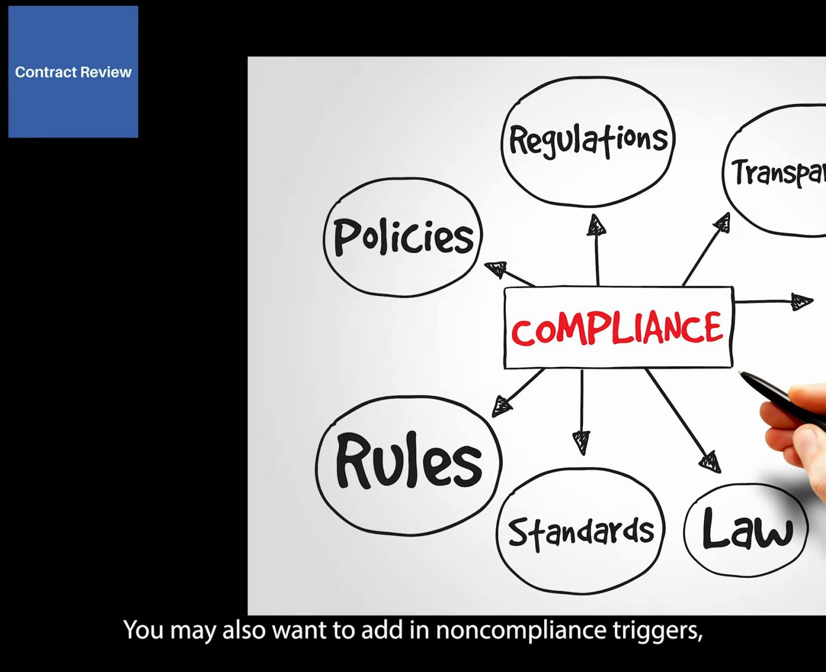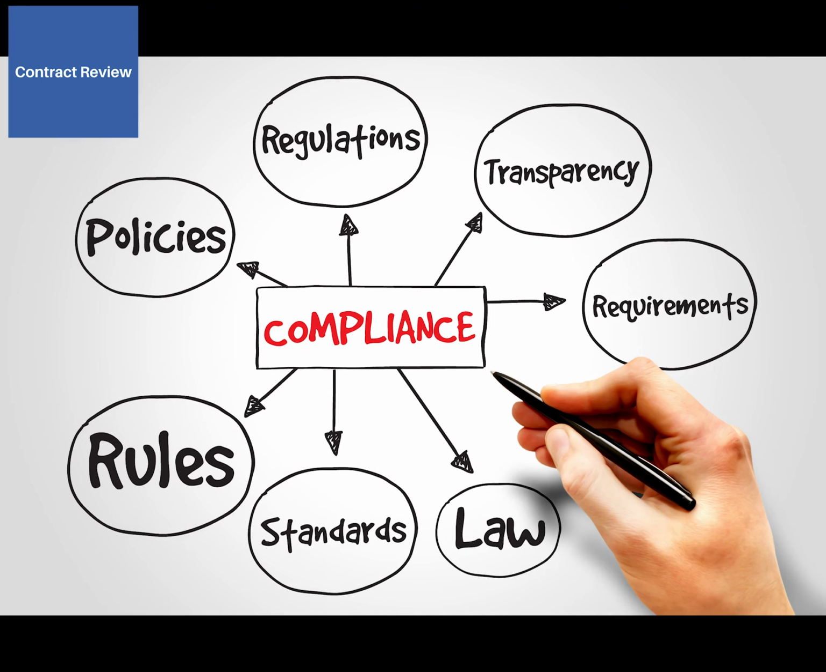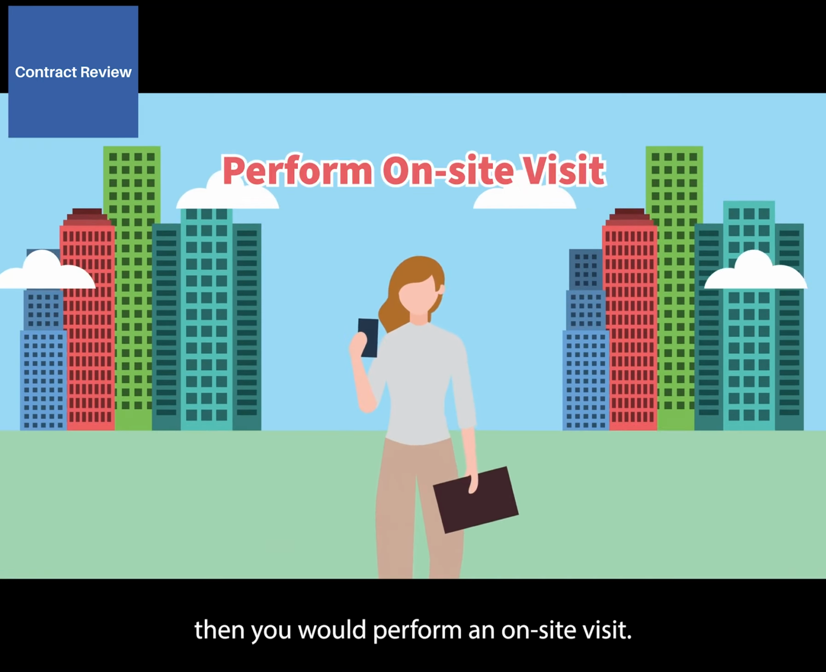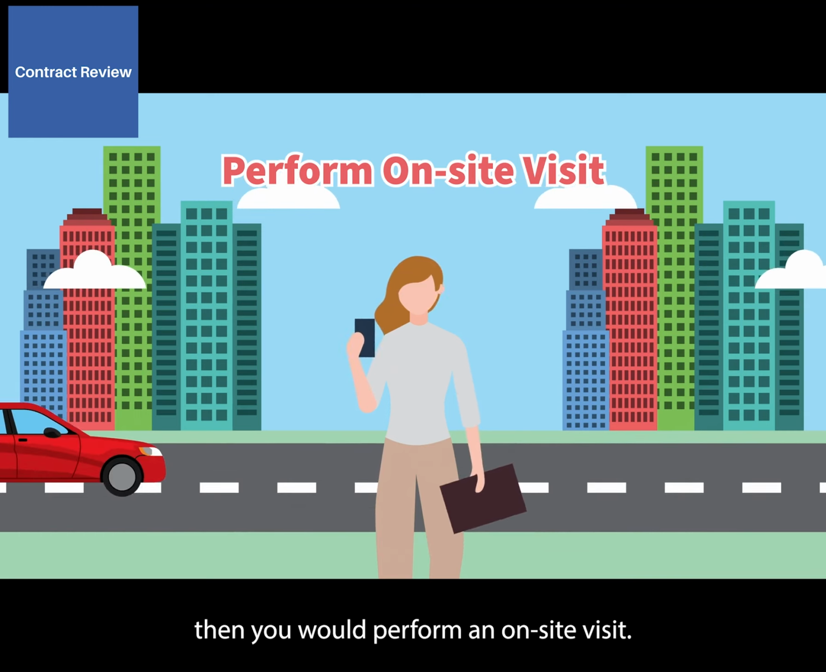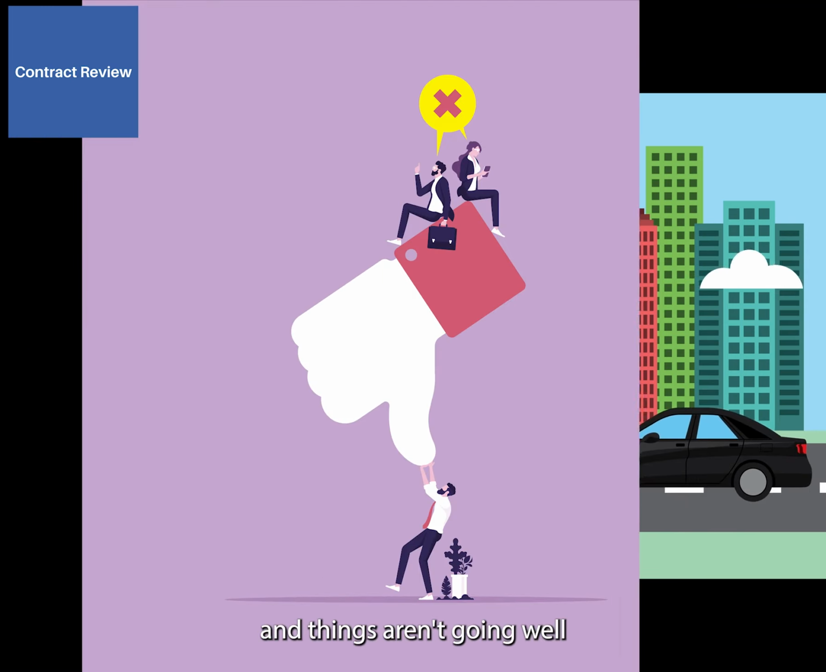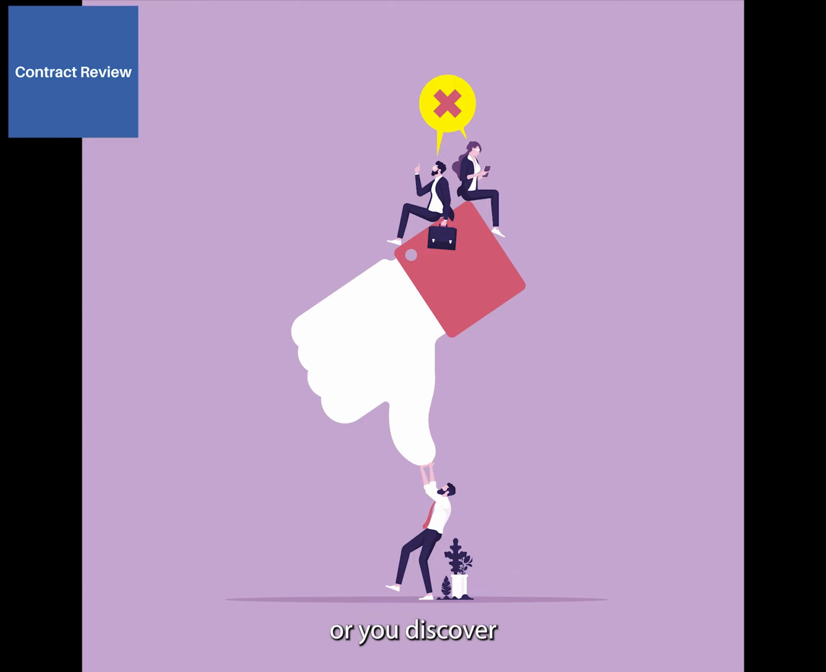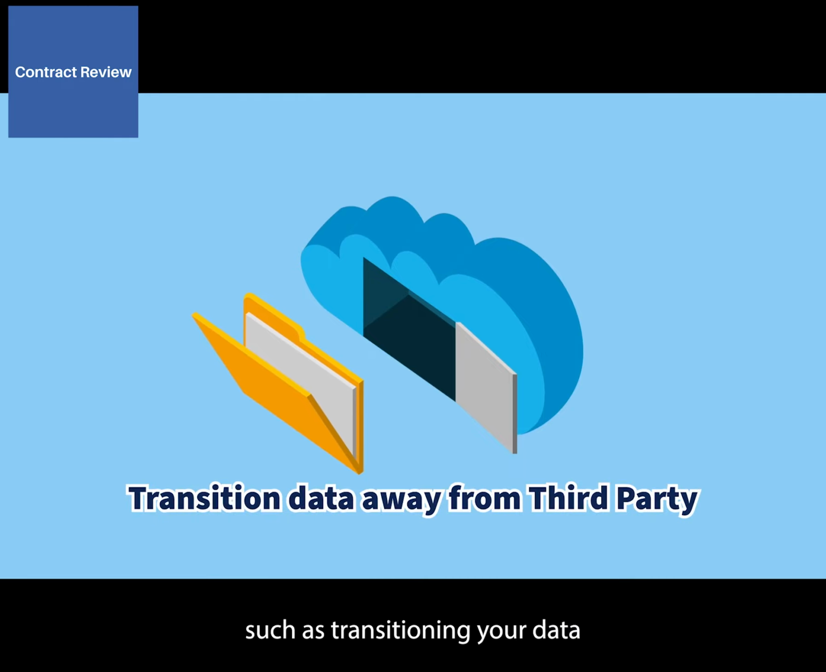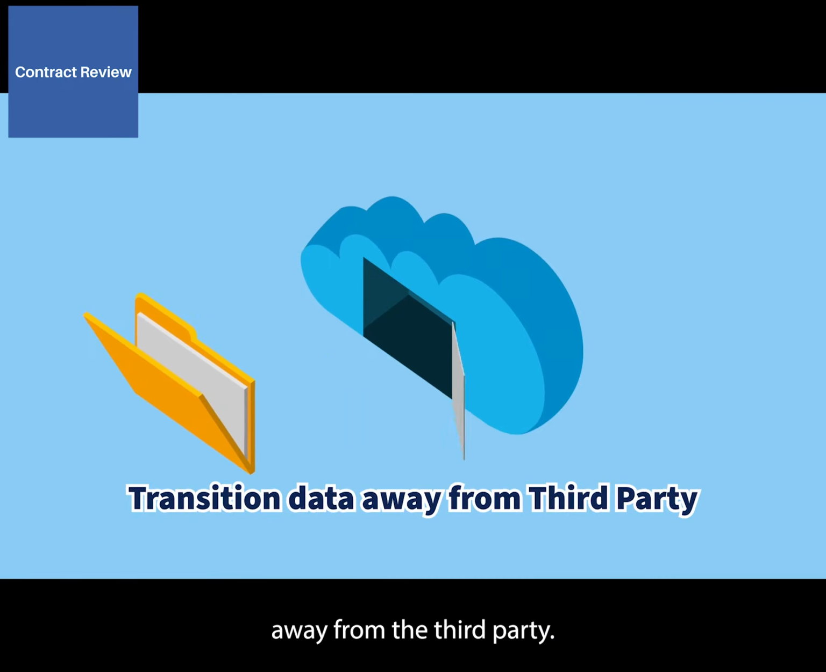You may also want to add in non-compliance triggers. These triggers ensure you can take action against non-compliance. An example would be, if your third party is not meeting certain service levels, then you would perform an on-site visit. If you perform an on-site visit and things aren't going well, or you discover the third party is not addressing risk appropriately, then you would have a compliance action, such as transitioning your data away from the third party.